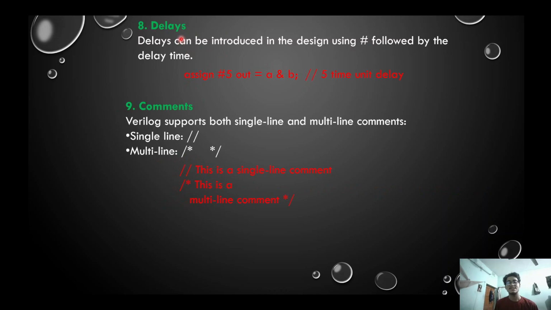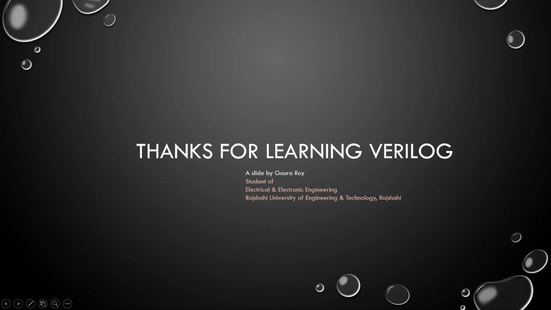The eighth Verilog syntax is delays. For delays, we use the hash symbol. In this example, hash 5 means 5 time unit delay. The ninth Verilog syntax is comments. Verilog supports both single and multi-line comments. For single line comments, we have to use double slash. For multi-line comments, we have to use slash star, then the multi-line comments, then star slash.